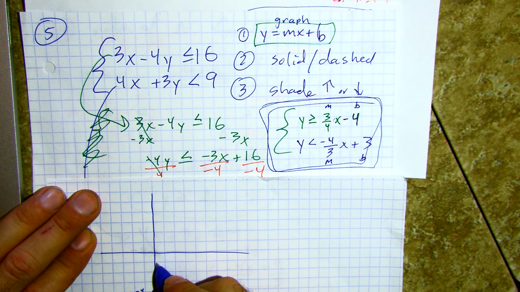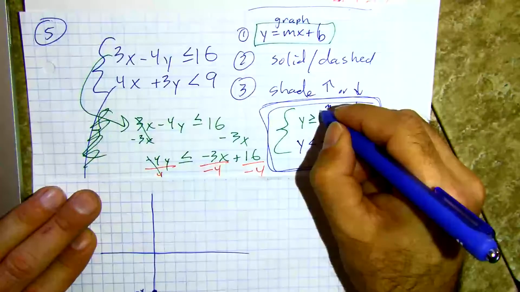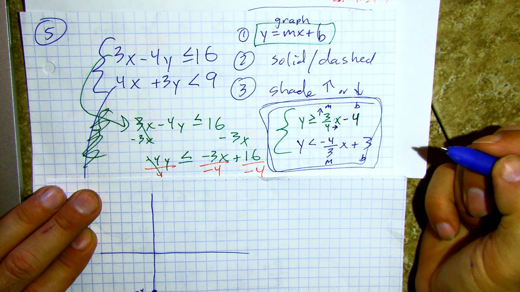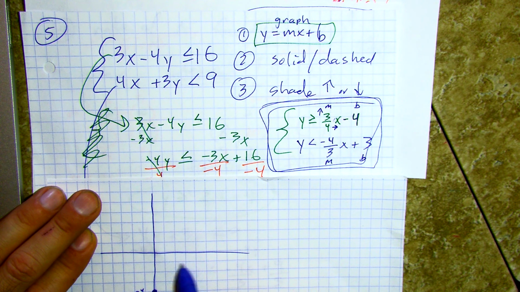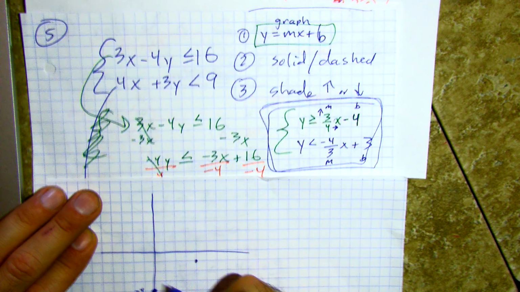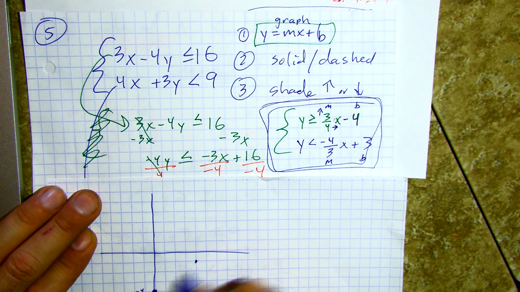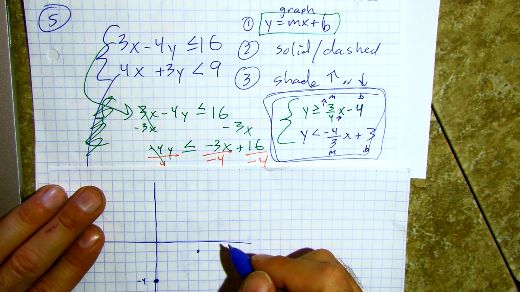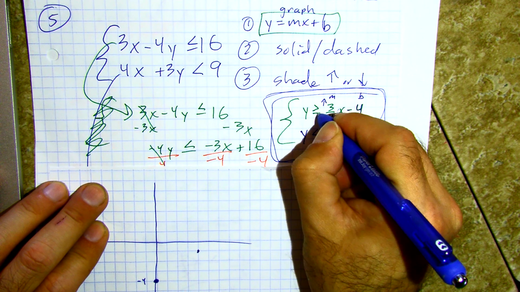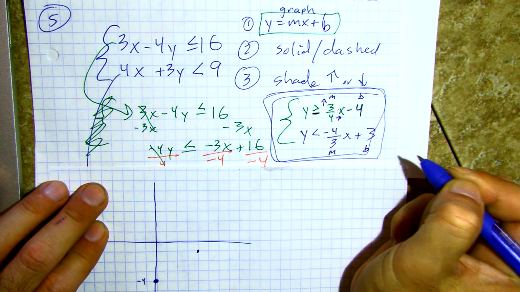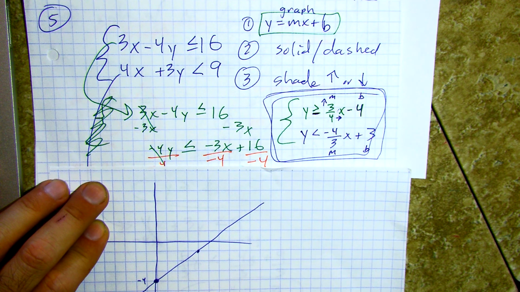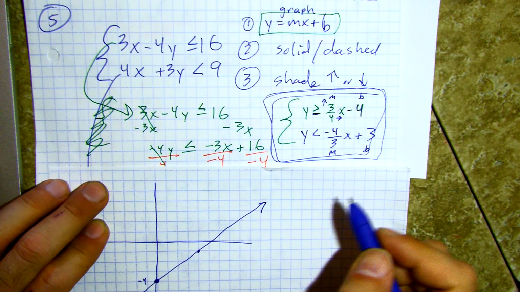Now, is this going to be solid or dashed? What I look to is this. Oh, it could be equal to. It's greater than or equal to. So this is going to be a solid line. Then I look to see, do I shade above or below? I just have to look in this first part right here. Because this is saying that y values are greater than, the y values greater than this line are above it. They're above it. So I'm just going to put some arrows above.